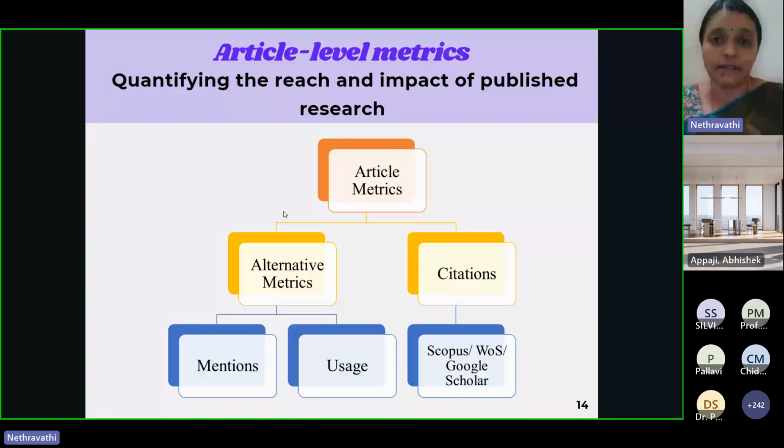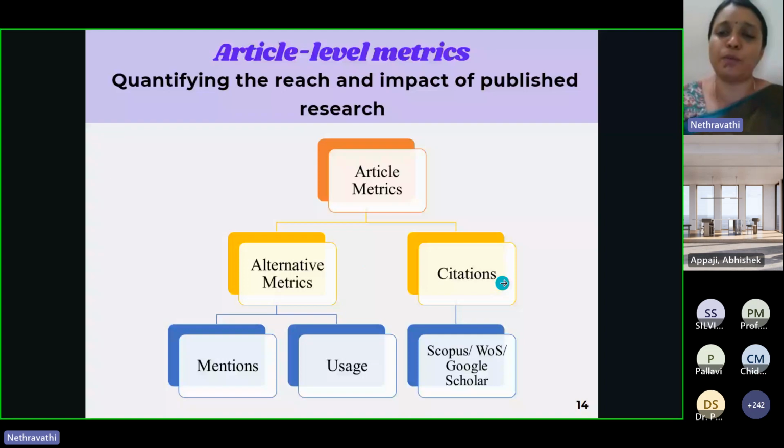Article level metrics, as the name says, are for one particular article, whereas journal level metrics are for a journal, wherein a journal has so many articles in it, right? So we are still narrowing it down. With article level metrics, we are measuring the quality of an article. In broader classification, there are two ways in which we can measure the metrics of an article.